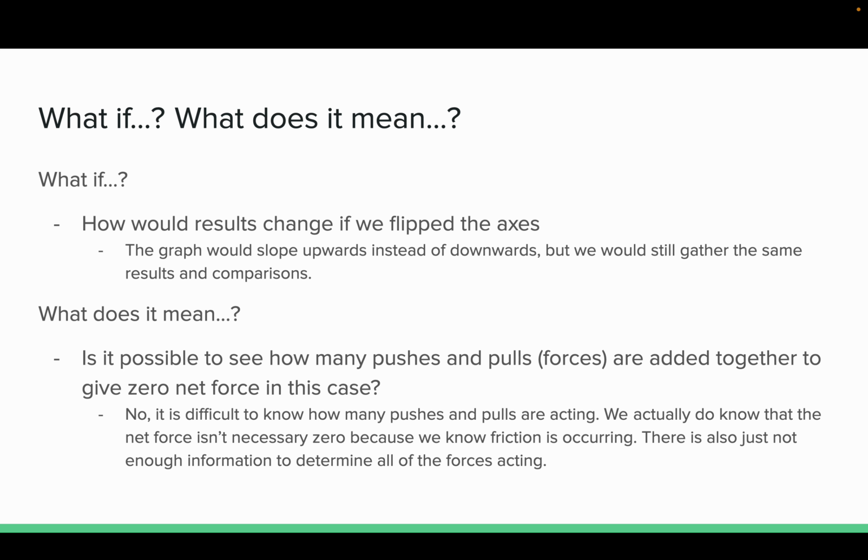To reduce this uncertainty, maybe we could factor in outside forces into our computations, or just use an object with little to no friction or resistance so we wouldn't have to worry about it.